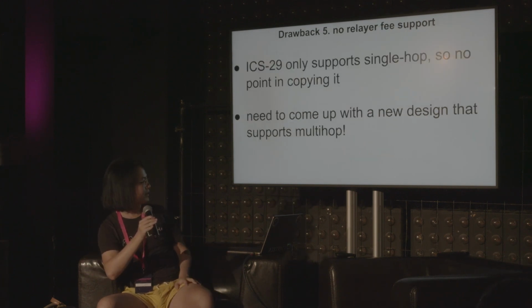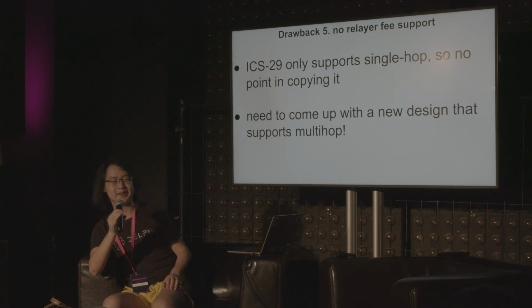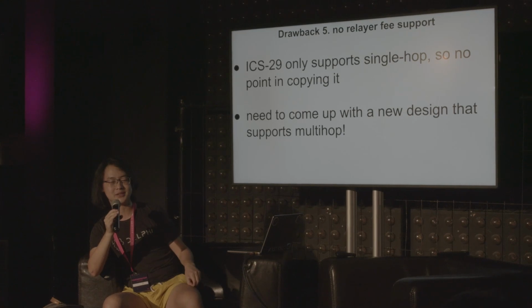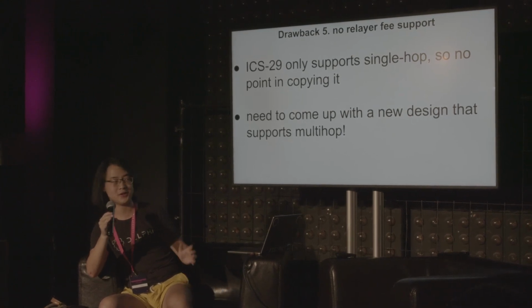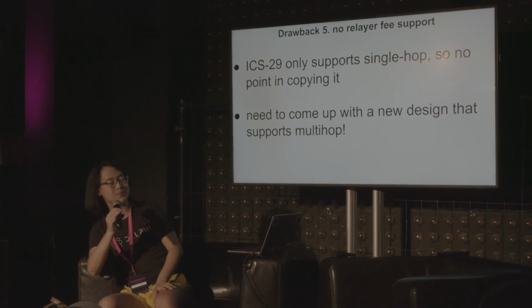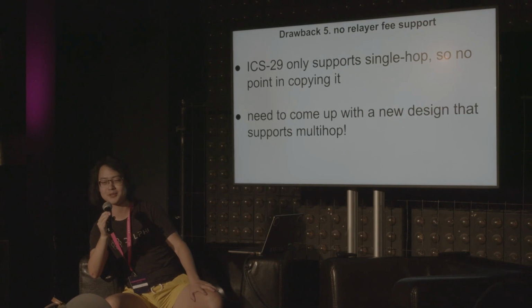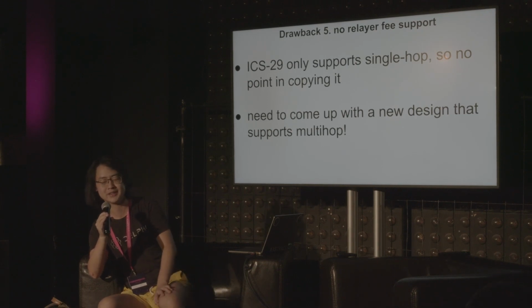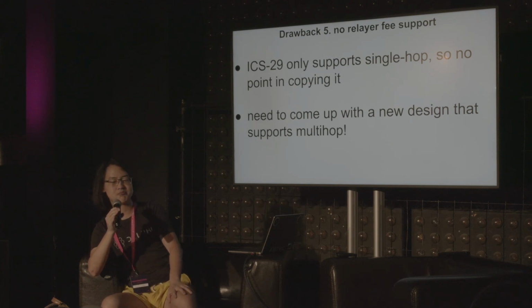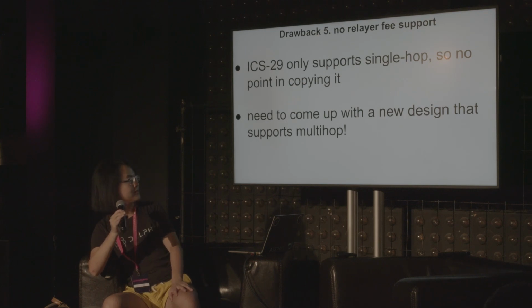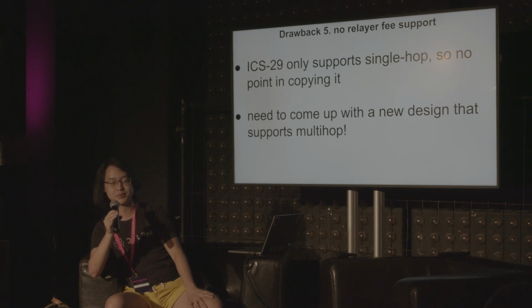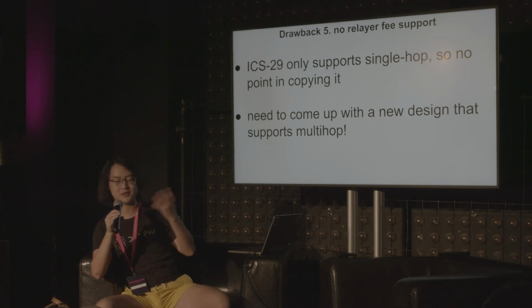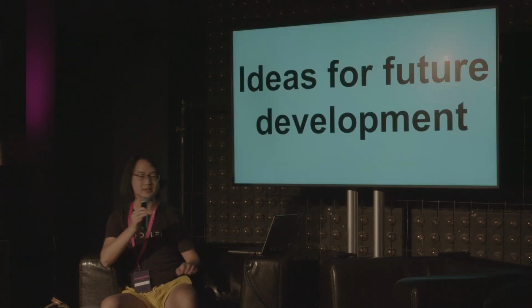The final drawback, there's no relayer fee support. Relayer fee is just another very, very important thing besides multi-hop. We cannot expect IBC to be free forever. I can perhaps implement ICS-29, but it doesn't support multi-hop, so I don't really see any point in copying it. If you do a multi-hop transfer using 29, only the first hop is paid. The second and third hops are not paid. So yeah, we need to come up with a new design that supports multi-hop. And I don't have a good solution yet. It is something we as a community need to research. All right, so those are the drawbacks.